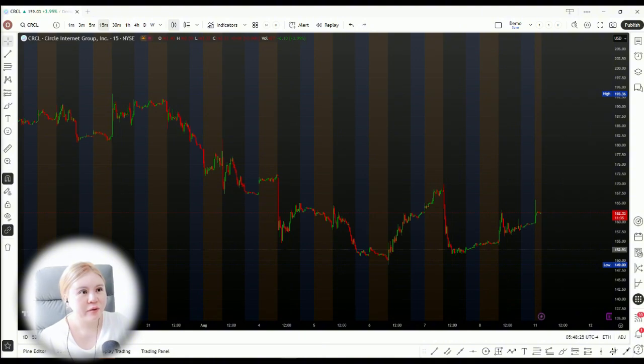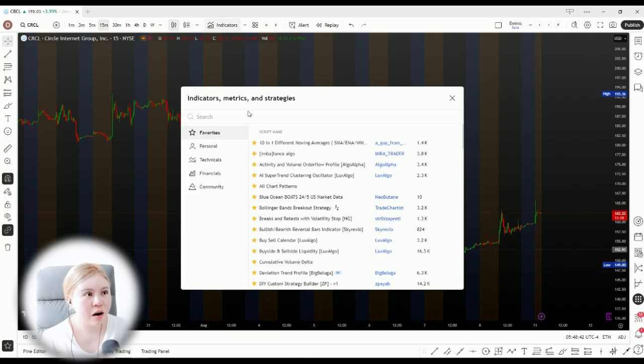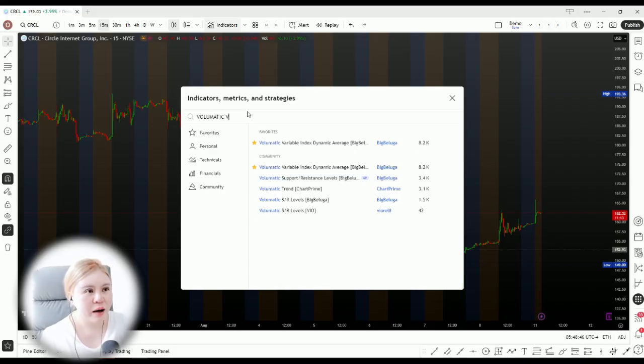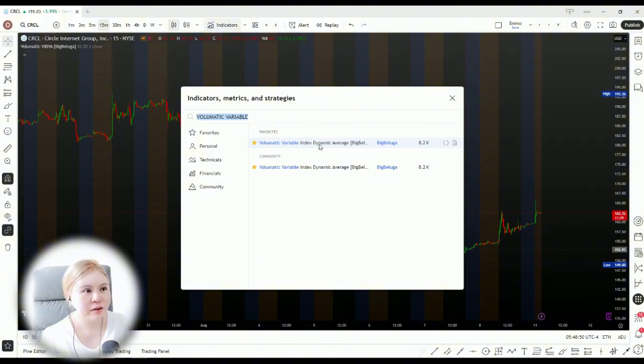Adding the Volumatic VIDYA to your chart is very easy on TradingView, which is my go-to charting platform. Here's how you do it. Open TradingView and pull up the chart for your stock or pair. Click the indicators button at the top. Type Volumatic VIDYA in the search bar. Look for the one by Big Beluga and click to add it. Boom, it's on your chart with default settings ready to go.